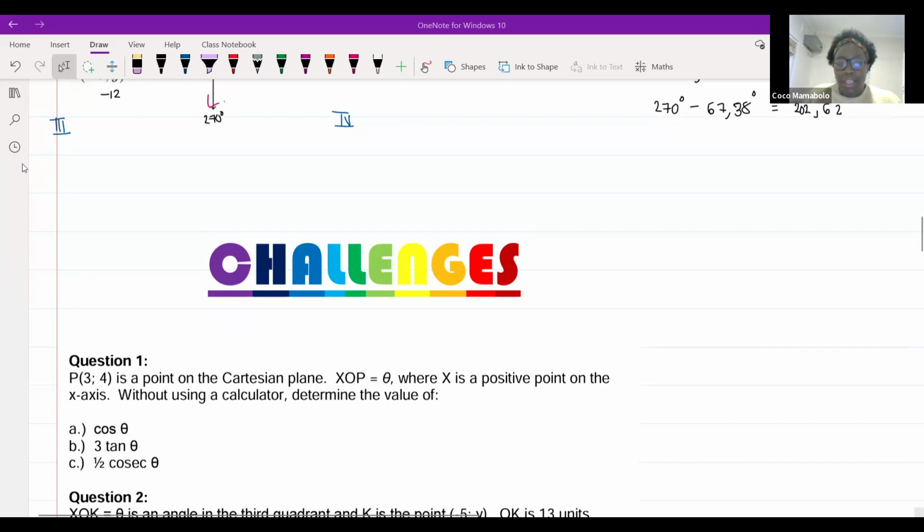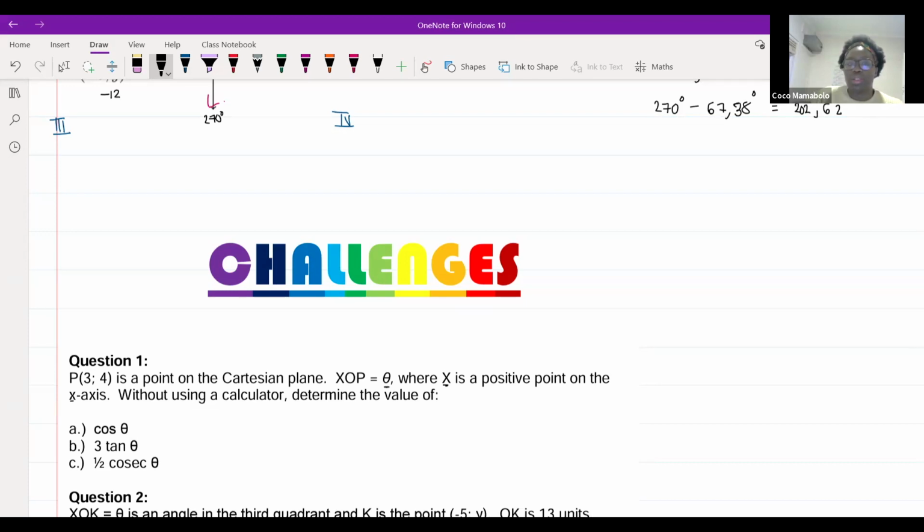And then it says angle XOP, which is our angle theta, is equal to theta, where X is a positive point on the x-axis. So X is a positive point, and we can tell that. And then it says, without using a calculator, determine the value of all of those, which is going to be easy enough.